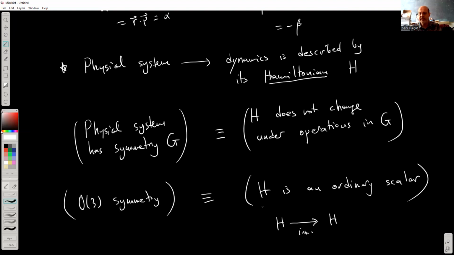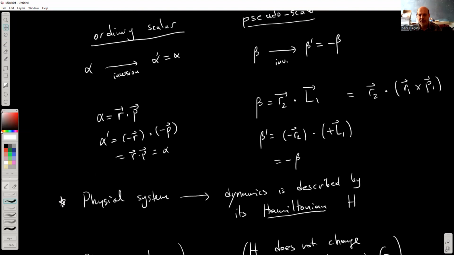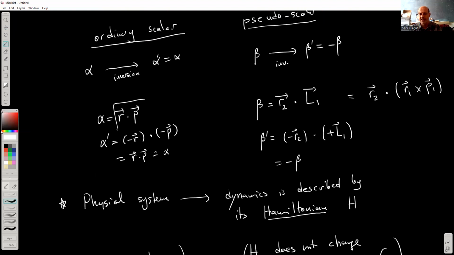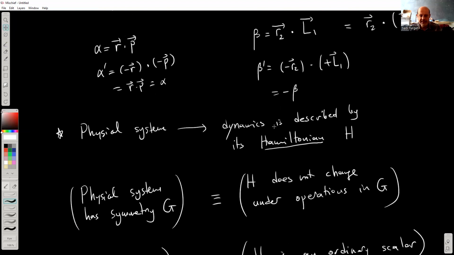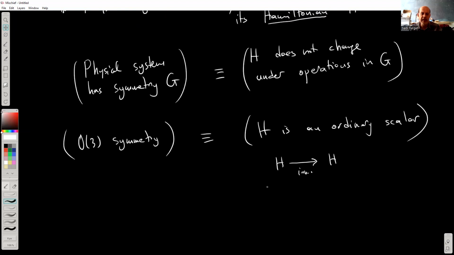Which means that inside the Hamiltonian, we cannot have any pseudoscalar expressions. A typical Hamiltonian can contain expressions like r dot p, for example, but it cannot contain expressions like r dot the angular momentum. Just keep this in mind. At this point, giving examples is probably not that useful, so I won't give any examples.